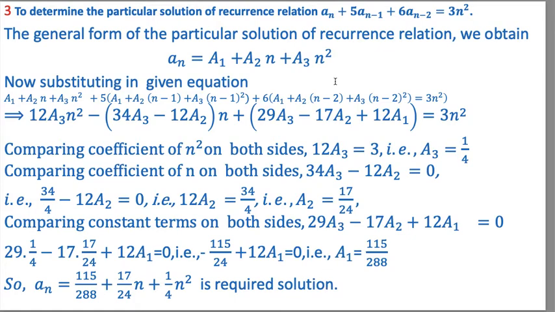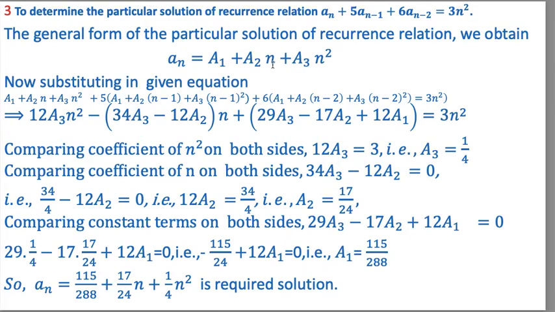Now we will do one more example. An plus 5an minus 1 plus 6an minus 2 equal to 3n square. In this case, we have a polynomial of degree 2 here. So the trial solution will be an equal to a1 plus a2n plus a3n square. The degree of trial solution is same as the degree of the polynomial.